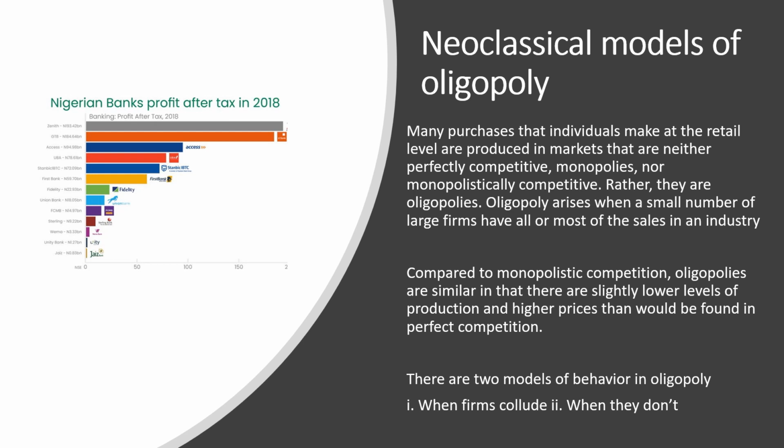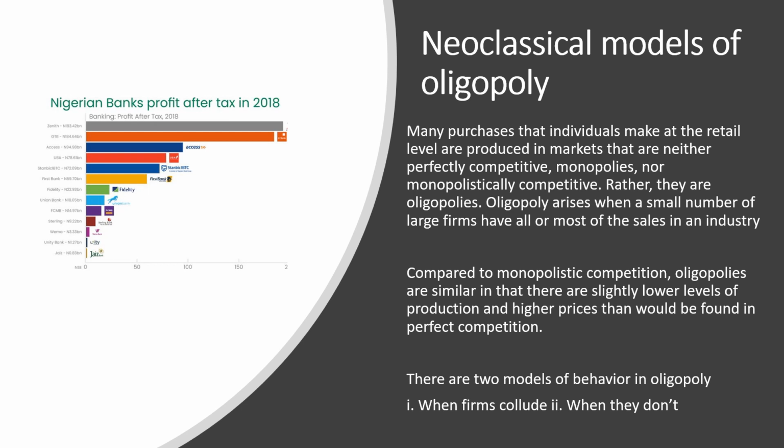It means that many purchases that people make at the retail level are produced in markets that are, of course, not perfectly competitive. They're not monopolies, and they're not monopolistically competitive either. Most of these things are oligopolies. And an oligopoly arises when a small number of large firms, like GTV, Zenith, Access, First Bank, Stackelberg, have all or most of the sales in an industry.